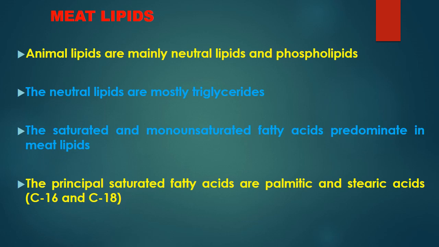The saturated and monounsaturated fatty acids predominate in meat lipids. So in case of meat, the major part is saturated or monounsaturated, but it varies with different species. In case of beef, the saturated is more. Even in case of mutton or chevon, monounsaturated is there, but saturated fatty acid is more. The major saturated fatty acids are palmitic acid and stearic acid. Palmitic acid has C16, that is 16 carbons in the chain, and stearic acid has 18 carbons in the chain.